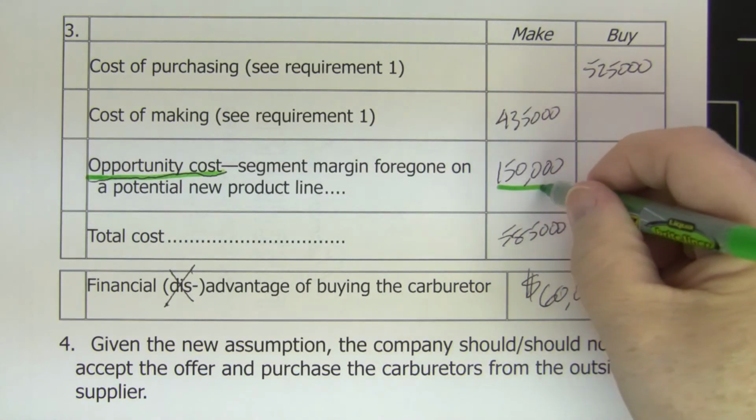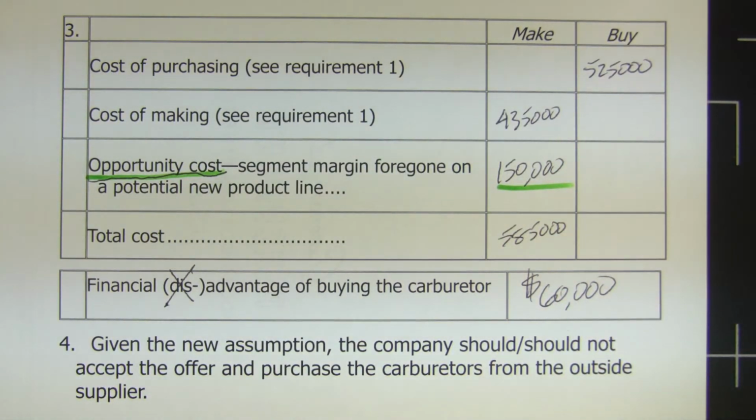Now, they have to be pretty certain that opportunity cost is real, that they'll be able to get that. Because if they make the decision based on that and cannot generate that margin, they've got a bigger problem.